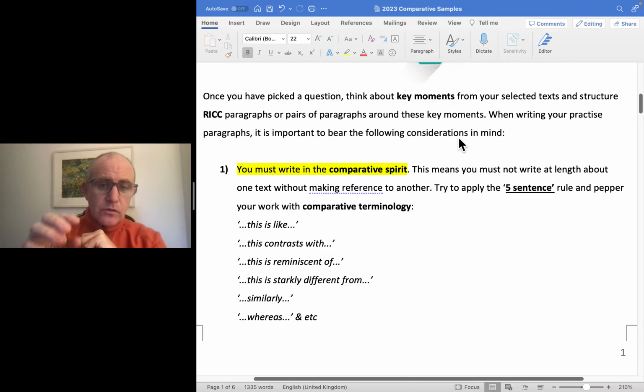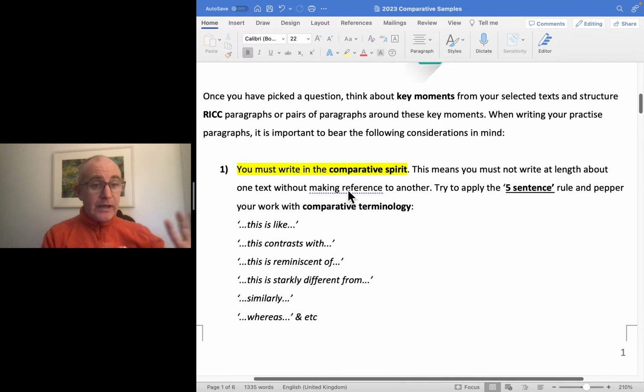So you must, when you're writing these essays, be writing from a point of view of being informed. That means knowing your material. And then you've got to try and use your RIC skills to write effective paragraphs. And that means writing in a way which is relevant, informed, clear, and in which you contextualize your point. In the comparative, it also means, really importantly, that you're writing in the comparative spirit. That's what the examiner's looking for from you.